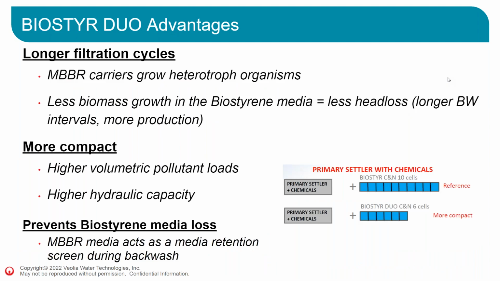Why go with the Biostyr DUO? Well, we observe longer filtration times. This is mostly due to the MBBR carriers being below the cells. In the Biostyr cell, most of the heterotrophs removing the COD and removing the NO3 grow on the lower parts of the Biostyr. But with the Biostyr DUO, they actually grow on the MBBR carriers. So these heterotrophs don't grow on the Biostyrene media. It's easier to scour with the MBBR carriers, and it decreases the head losses in the actual filters because these very bulky bacteria are in the MBBR where there's no effect of clogging. And the Biostyr really sees the autotroph bacteria, which are less clogging.